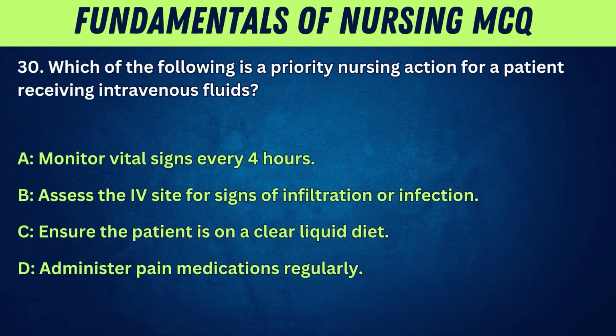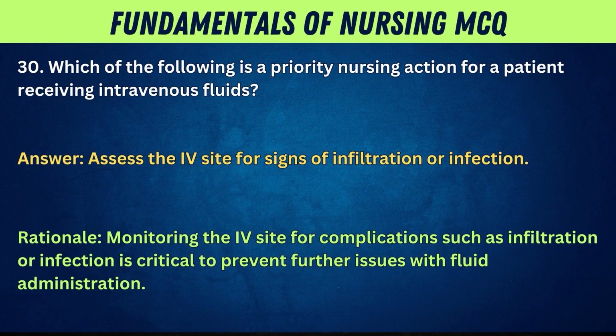30. Which of the following is a priority nursing action for a patient receiving intravenous fluids? A. Monitor vital signs every 4 hours. B. Assess the IV site for signs of infiltration or infection. C. Ensure the patient is on a clear liquid diet. D. Administer pain medications regularly. Answer: assess the IV site for signs of infiltration or infection. Rationale: monitoring the IV site for complications such as infiltration or infection is critical to prevent further issues with fluid administration.